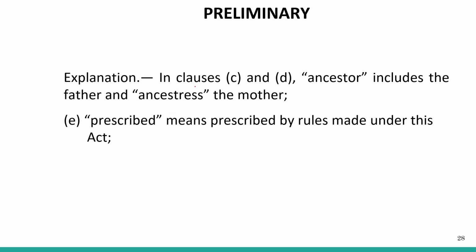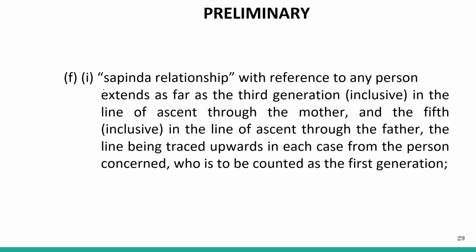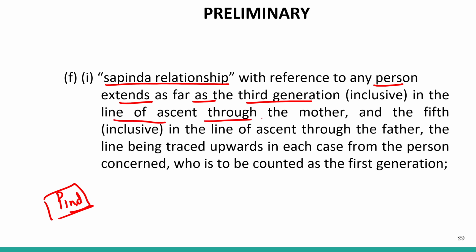In clauses C and D, ancestors include fathers and ancestors of the mothers. Now, Sapinda relationship. What is Sapinda relationship? We have understood. Whenever we are going to get married, we cannot marry in the same pind. Now, what does that mean? With reference to any person, it extends as far as the third generation, including the line of ascent through the mother.